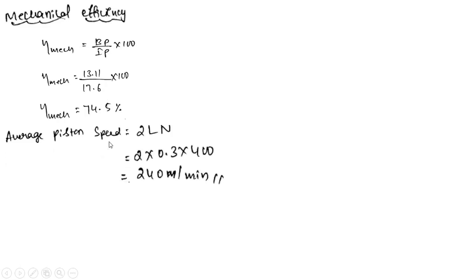Next we need to calculate average piston speed. It is equal to 2LN, where L is the stroke length 0.3 and the speed of the engine is 400. You multiply all these, and you will get 240 meter per minute. If you convert into meter per second, you need to divide this 240 by 60, and you will get the average piston speed as 4 meter per second. This is the way to calculate piston speed here.